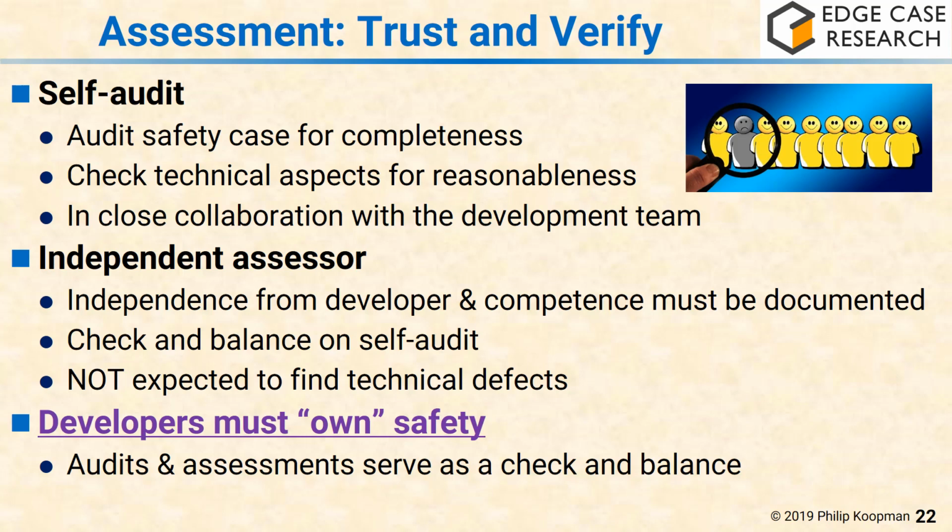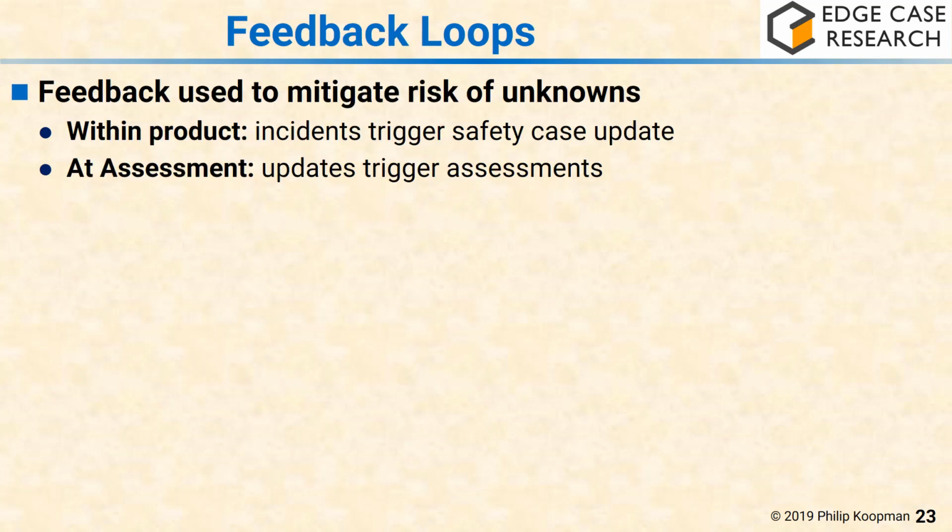So this approach, it's always been true that ultimately the buck stops with the developers, and this approach simply acknowledges that and says the developers own safety. The independent assessor is not in charge of safety. The independent assessor is in charge of a well-formed safety case and helping the self-auditors make sure they don't have blind spots. But ultimately, the developers and self-auditors as a team own safety. It's up to them to make a safe system.